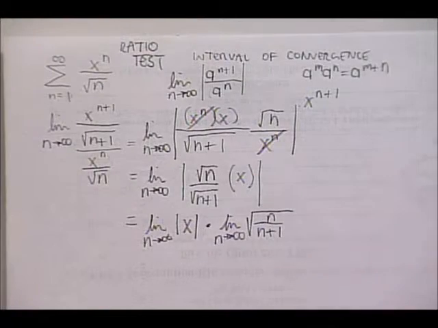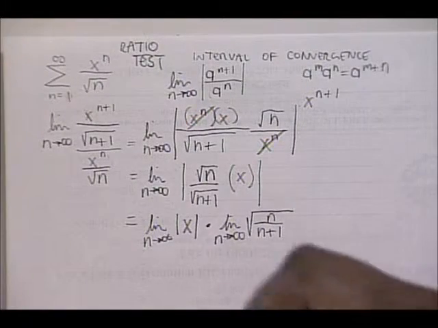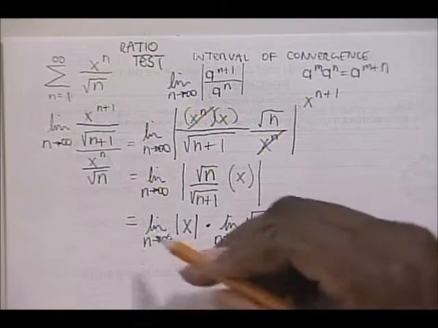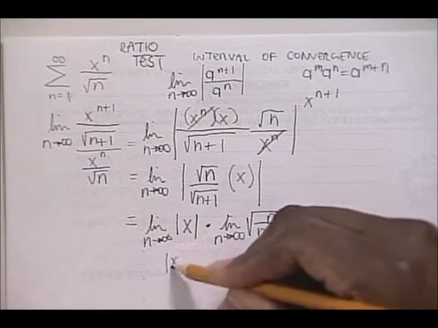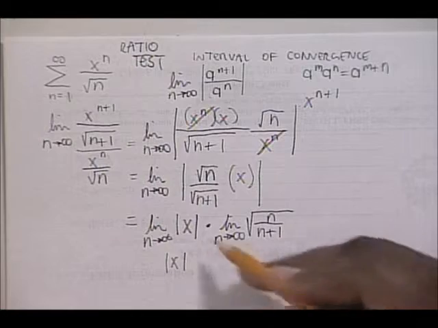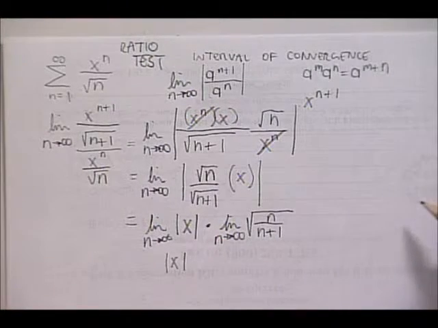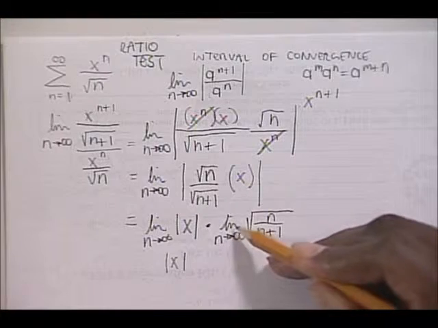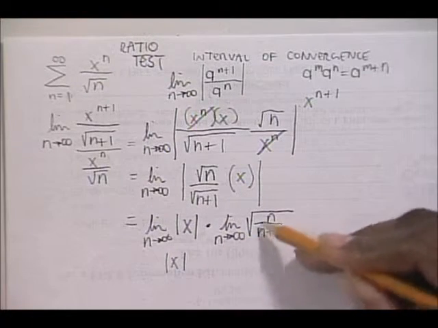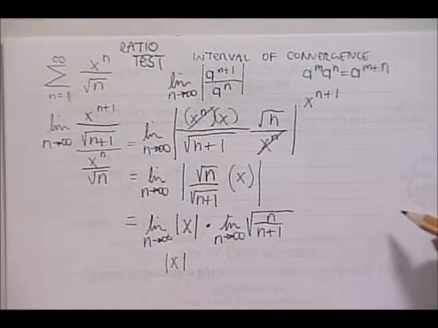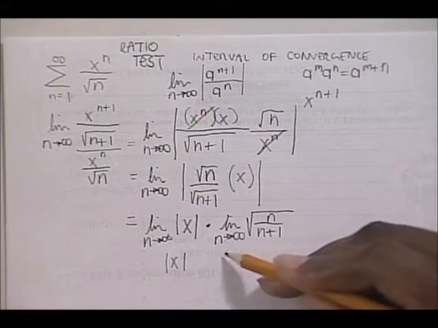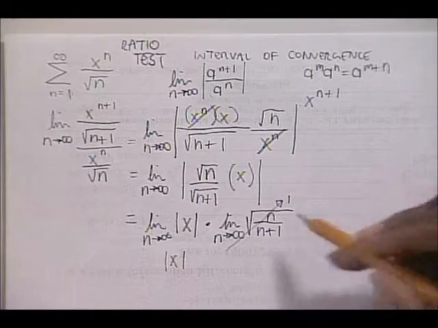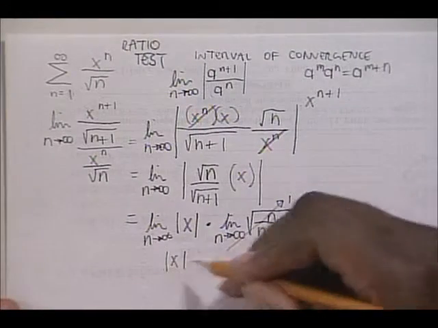And I hope that's clear what I did there. So now, the limit as n goes to infinity of x, that's just the absolute value of x, because there's no n there. All right, so now what you end up with is the limit as n goes to infinity of this function. Hopefully you can see that that's just going to be 1. So you get 1 times the absolute value of x.